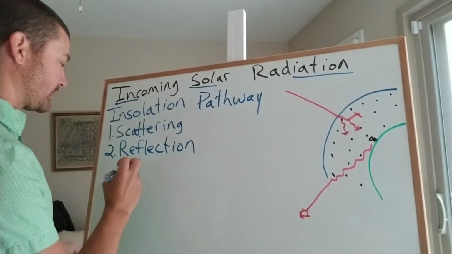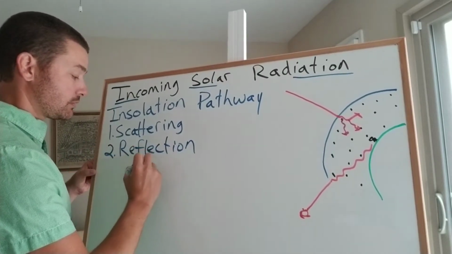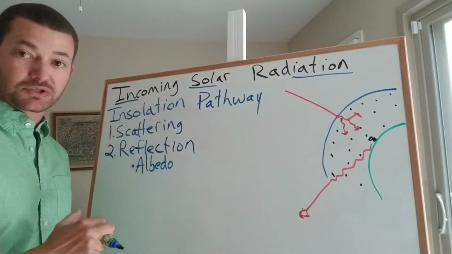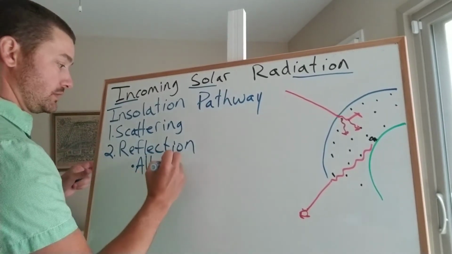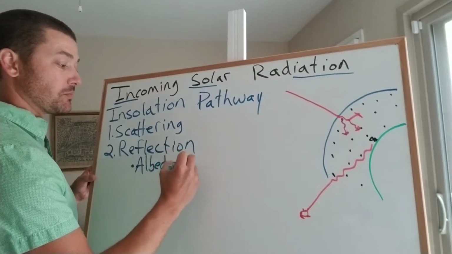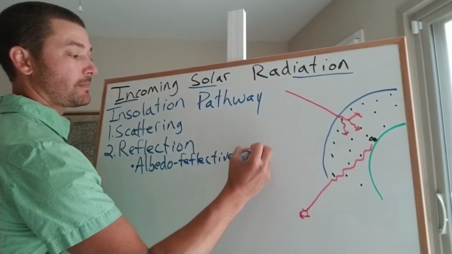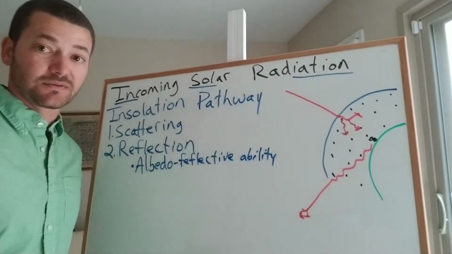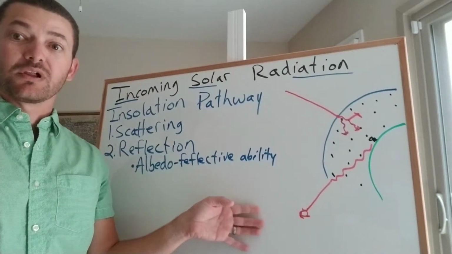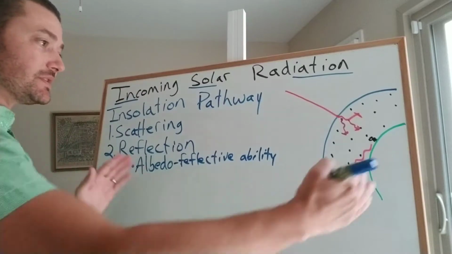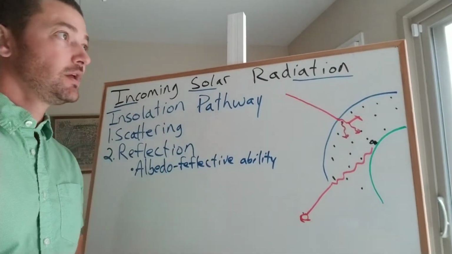Now when we're talking about reflection, we measure reflection as albedo. Down there in your notes it should say albedo is the reflective ability of a surface or object. So you can just think of that, reflective ability. So things that have a high albedo. This whiteboard is glossy. It has kind of a high albedo, so if you can see a glare of me coming off of it, it's because of its albedo ability.